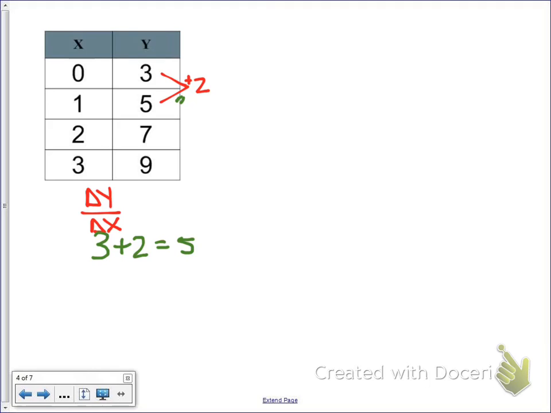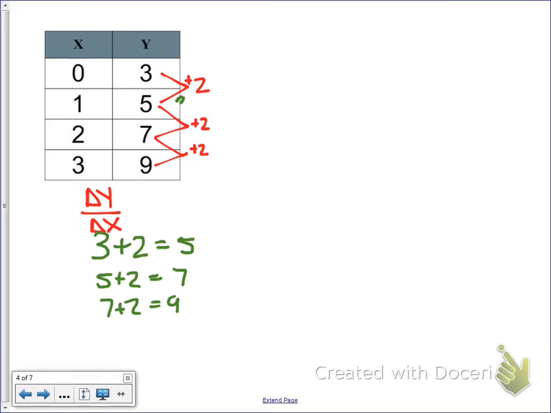Let's see if that pattern holds up for the next set. So 5 and 7. From 5 to 7, yes, I do add 2, because 5 plus 2 equals 7. Then let's do 7 and 9. 7 plus 2 does equal 9. So on the left, my change in y is 2.